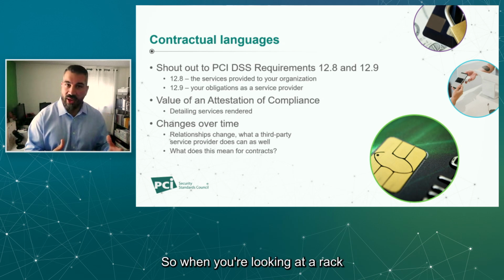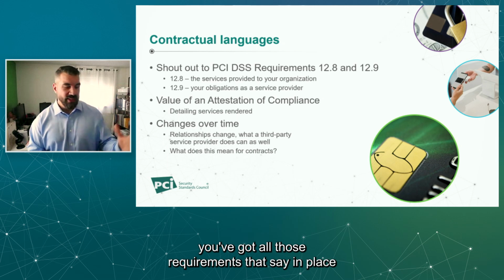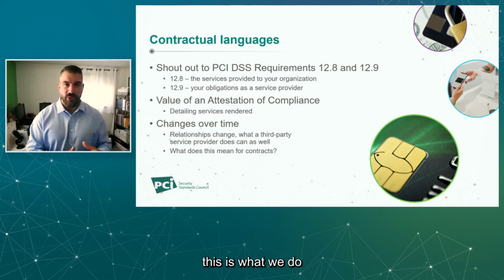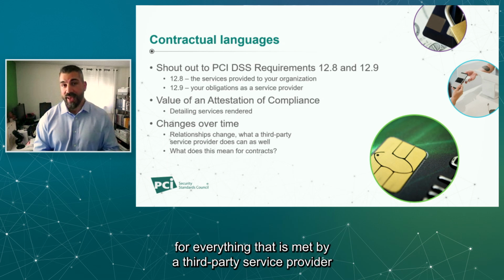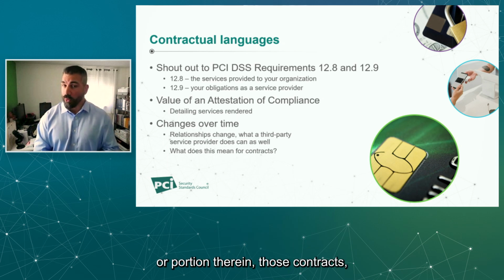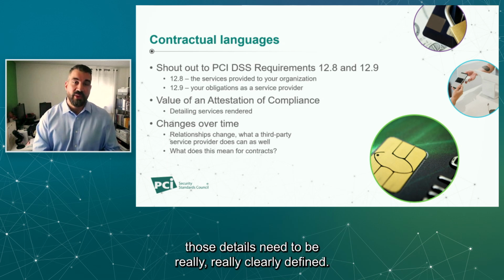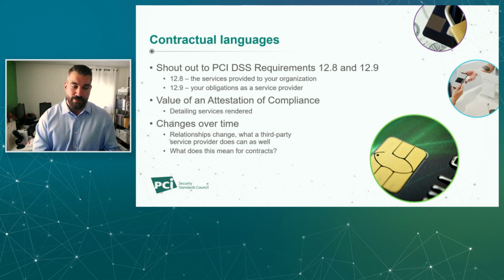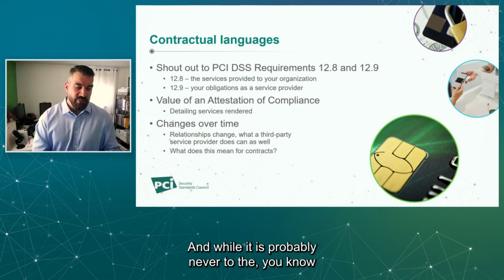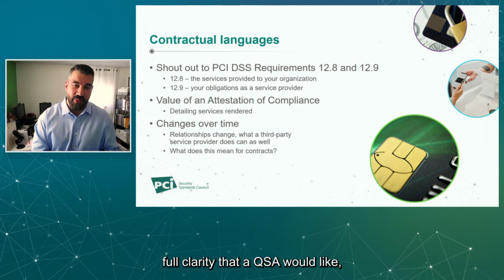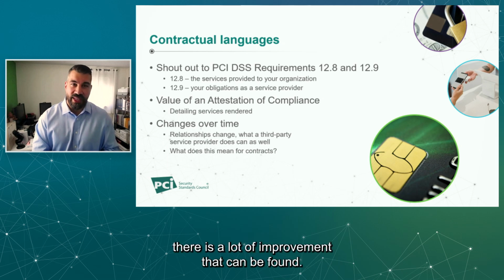So when you're looking at a ROC, you've got all those requirements that say in place, this is what we do. For everything that is met by a third-party service provider or portion therein, those contracts, those details need to be really, really clearly defined. And while it is probably never to the full clarity that a QSA would like, there is a lot of improvement that can be found.